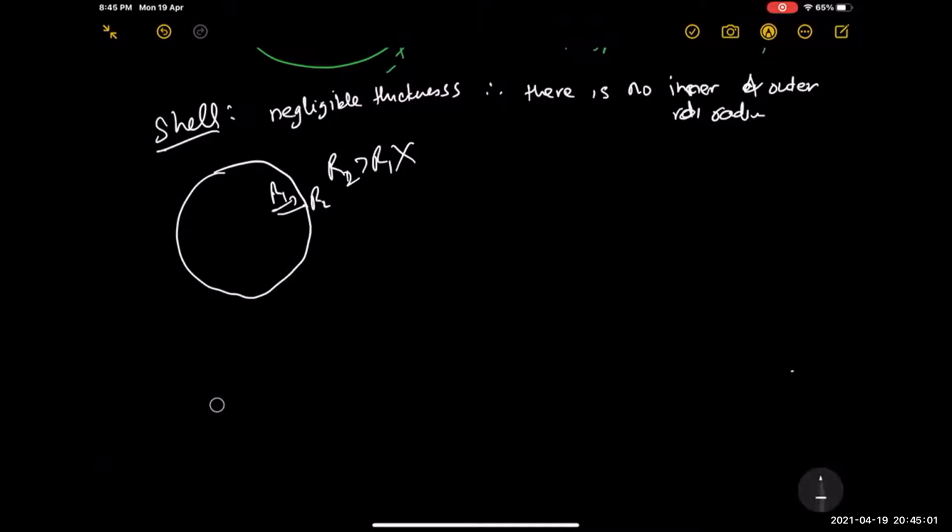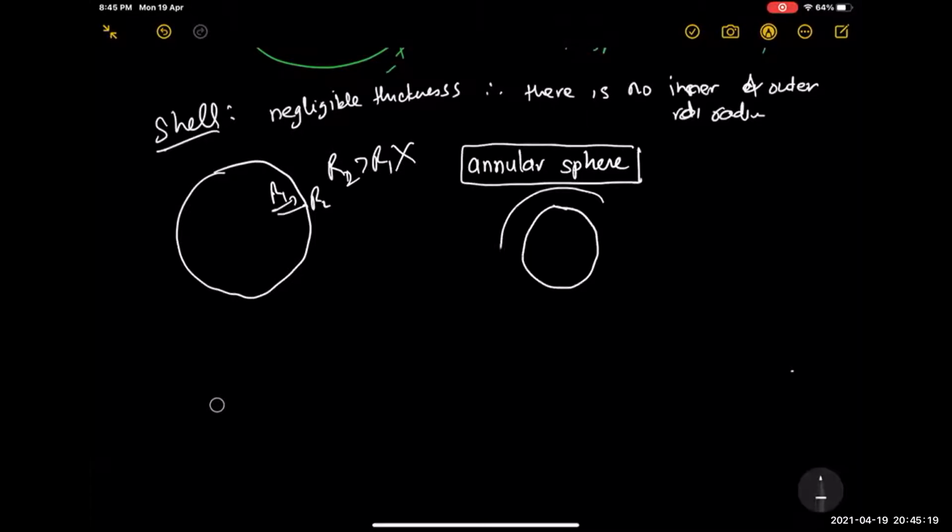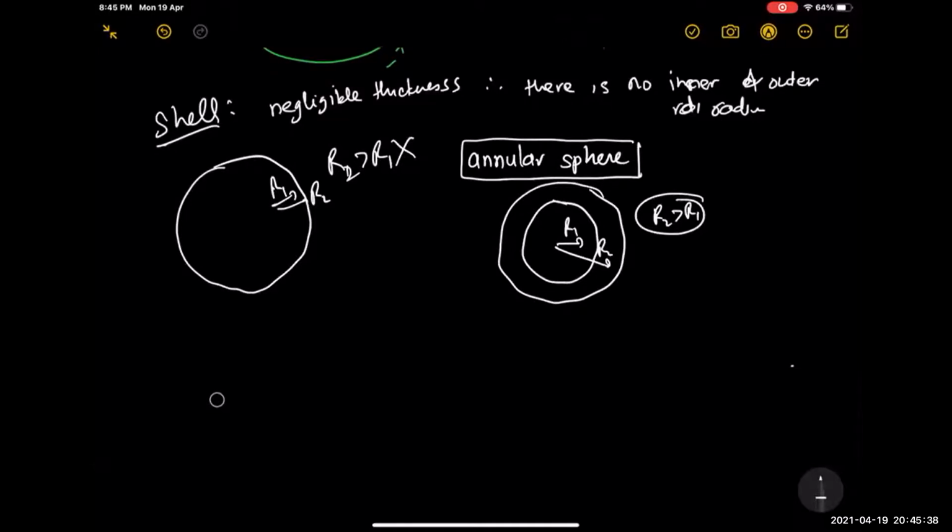There is another geometry which has a thickness, that is called the annular sphere. Please check if this is correct or not. An annular sphere has two different radii, think of it like an avocado without the seed, because it has thickness. So there will be r1 and r2, and r2 will be greater than r1. But a shell will not have such a concept, it is very thin. So shell is very easy.